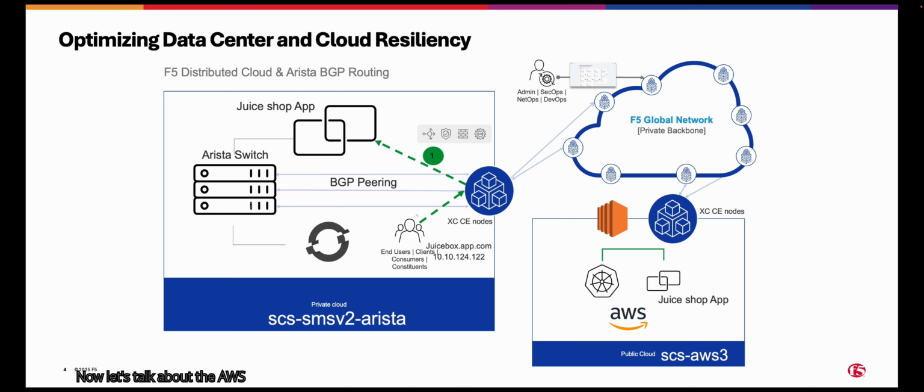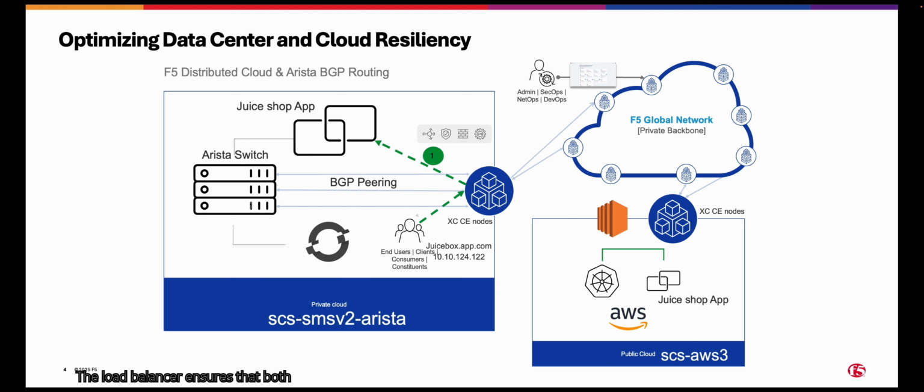Now, let's talk about the AWS overflow site. This is, you can say, a secondary deployment. The same application is also deployed in the AWS site, which is SCS-AWS3. This deployment is configured with lower load balancer priority compared to the local data center. The pool management is different. If you look at the AWS deployment, the priority is lower.